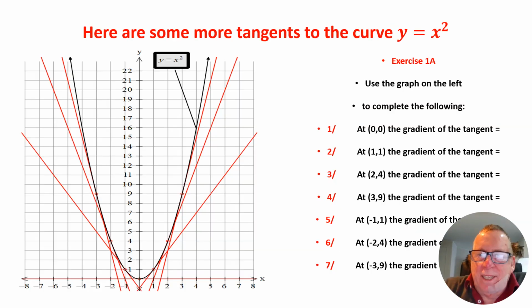So here comes your first exercise. Exercise 1A. You need to look at the graph on the left-hand side and figure out the gradients of the tangents at various points. For example, question 1 says, what's the gradient at the point (0, 0)? Okay, so work all those out, and when you've finished, turn to the next page to see how many you got right.